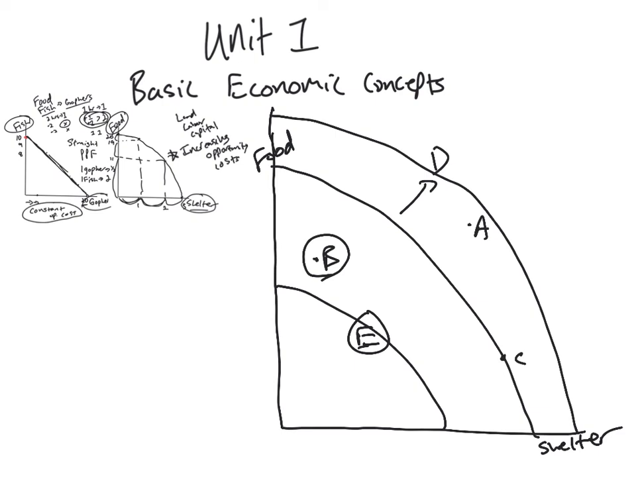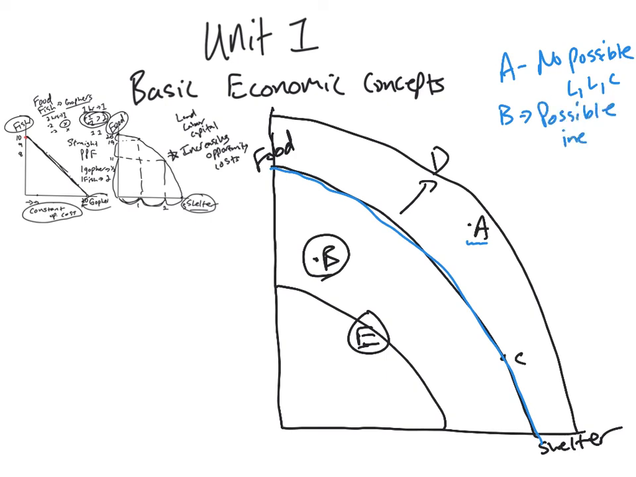Okay, let's start with A. Point A, not possible. Not possible with our original line. Our original line is this blue one. Not possible with our original line. Why not? We don't have enough land, labor, or capital available. We can't have more of everything. So it's not possible.